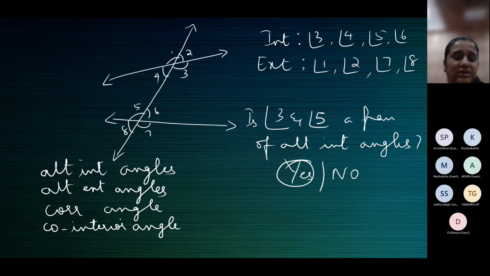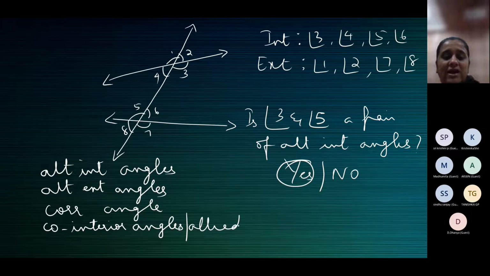Co-interior meaning consecutive interior angles. Co meaning consecutive interior angles, in short co-interior angles, or you also call them allied angles, or we say interior angles on the same side of the transversal. We'll see all that. You don't make a note of anything. Everything will be given to you. We'll just understand today. I'll make you write the notes in the next class, or I'll share the pictures. You can complete it at home.